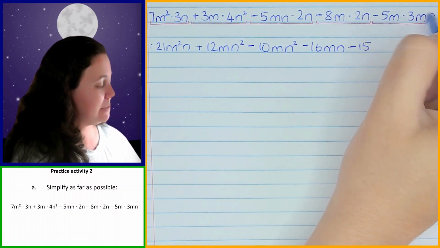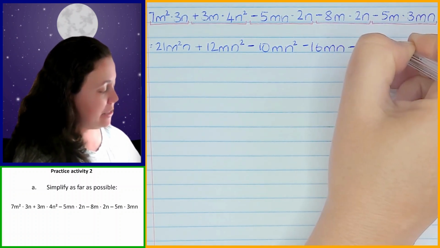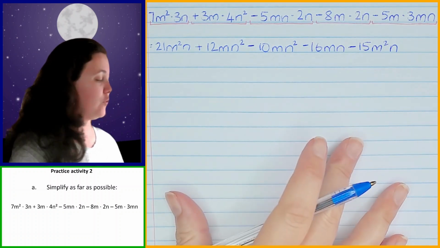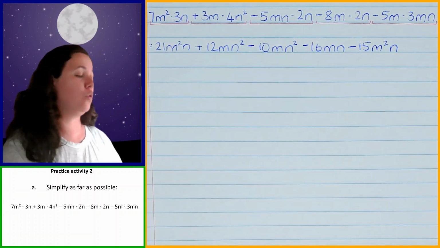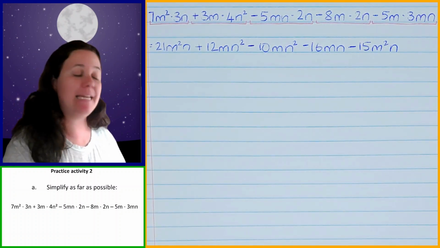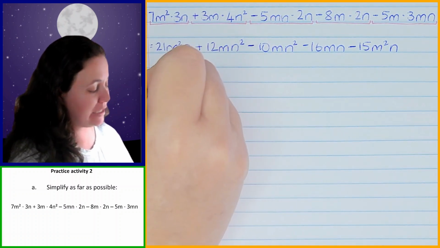Then I've got m times m is m squared, and then I've got my n over there. So that you should have got for your second line, where you multiplied in each of the terms. Okay, now we're going to go and find our like terms.